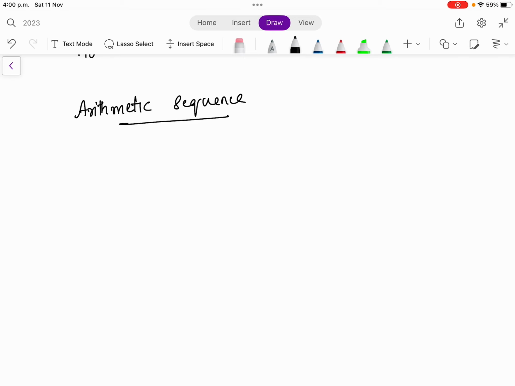So a sequence in which each term changes by the same fixed amount is called an arithmetic sequence. For example, if you have something like 4, 7, 10, 13, you can see that this is plus 3, then again this is plus 3, and again this is plus 3, and it goes on like that. So each term is increased by 3.